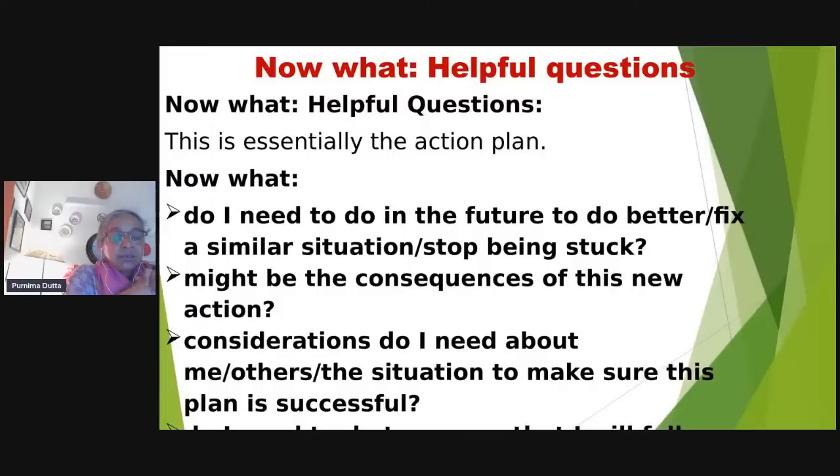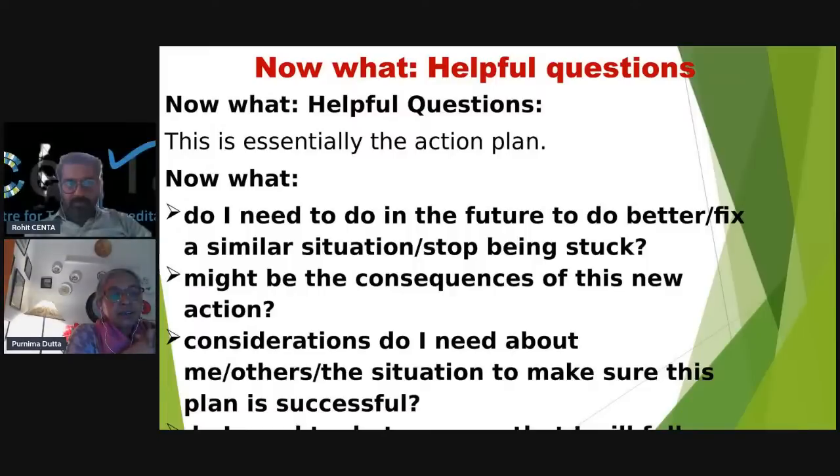If there are any questions, comments, or inputs you want to make. Okay, Rohit, will you please check if there are any? Yes, ma'am, I was checking. No questions have been asked till now, so I think we can move ahead.